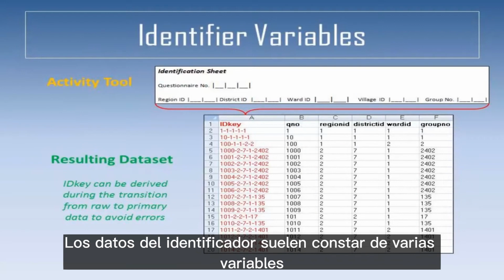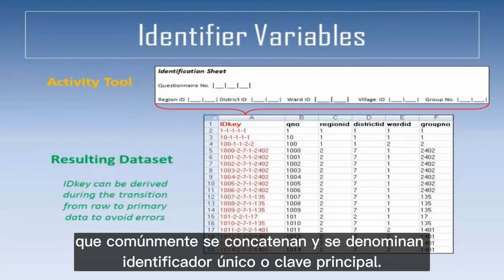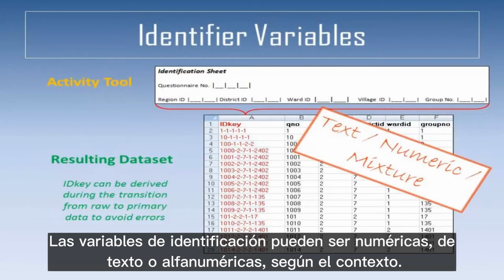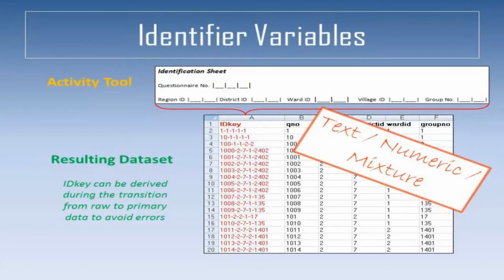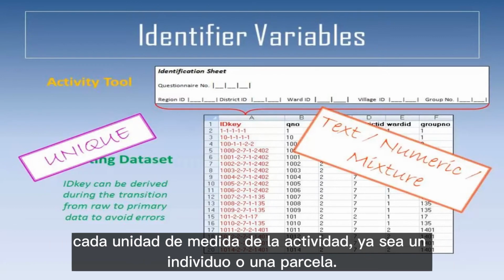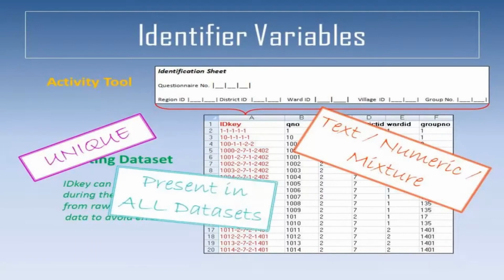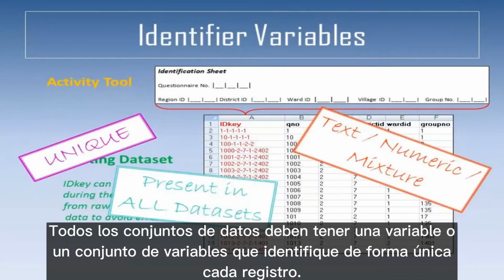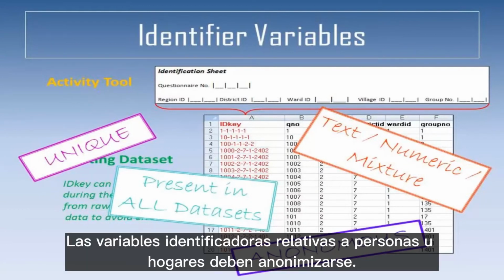The identified data usually consists of several variables that are commonly concatenated and referred to as the unique identifier or primary key. Identifier variables can be numeric, text or alphanumeric depending on the context. The identifier variables and primary key must uniquely identify each measurement unit in the activity, whether this is an individual or a plot. All datasets must have a variable or set of variables that uniquely identifies each record. The identifier variables relating to individuals or households must be anonymized.